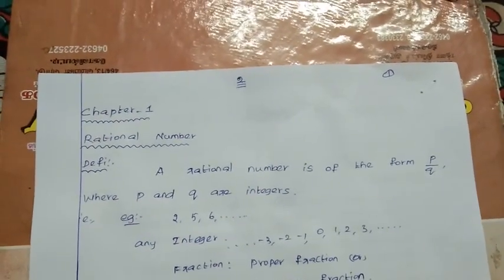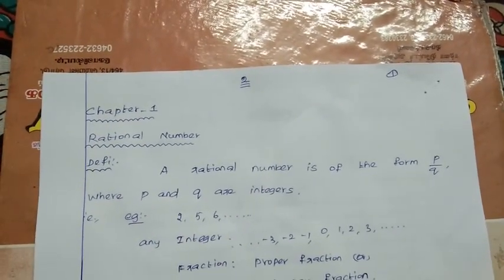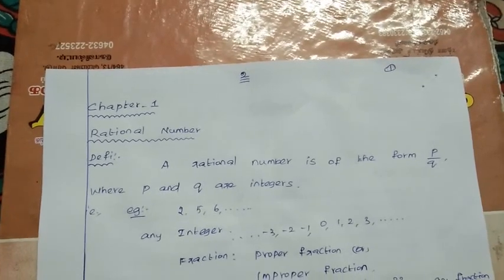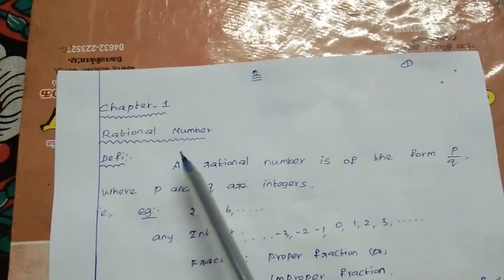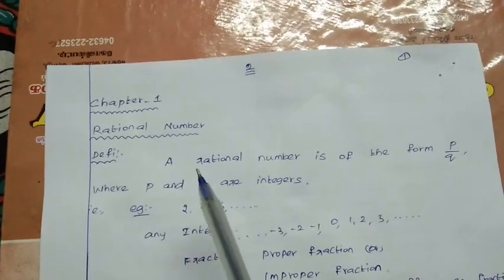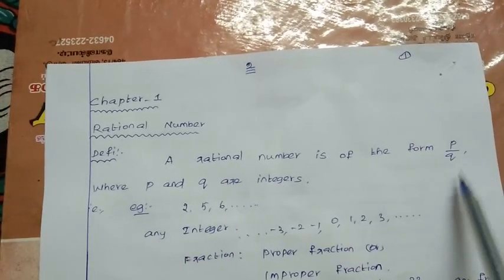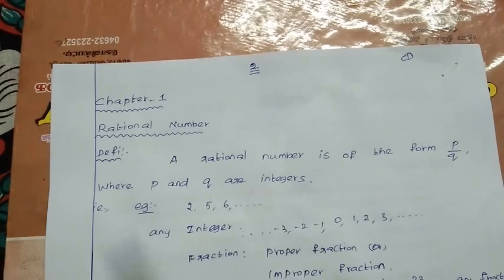Good morning. Today we are going to discuss chapter 1, rational numbers, some problems. For that, first, the definition of a rational number. A rational number is of the form p by q where p and q are integers.